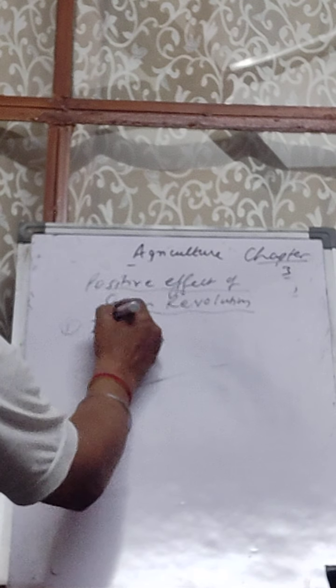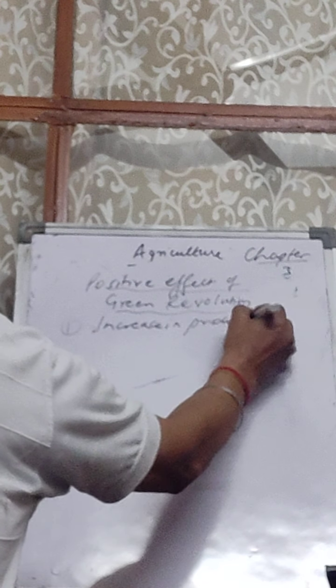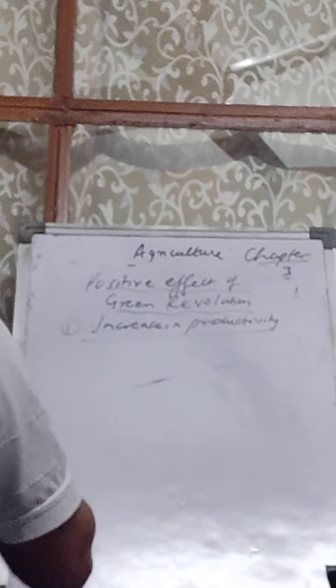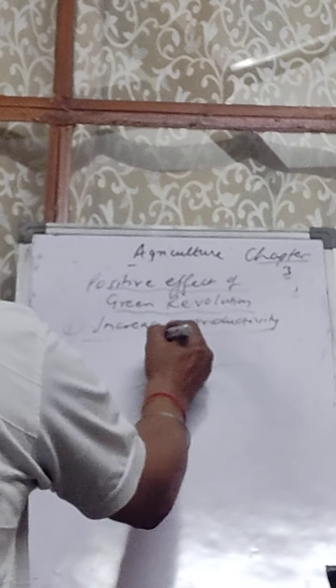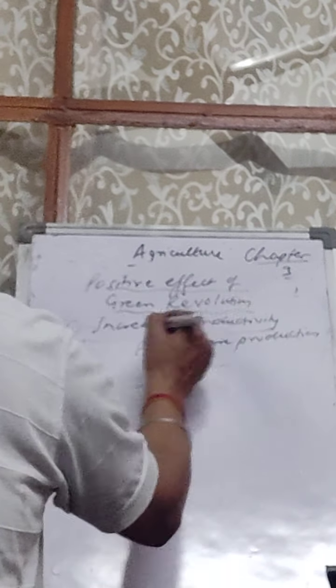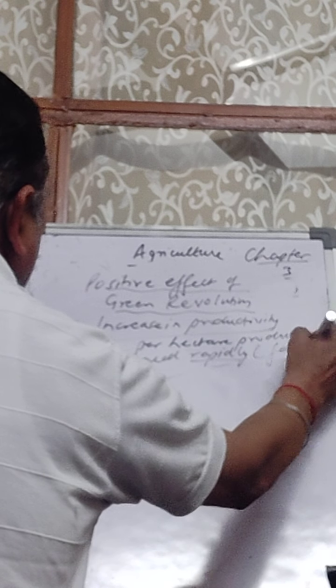First point, the first positive effect was increase in productivity. Now students, again I am repeating it, productivity means per hectare production. Now because of green revolution and the use of HYV seeds, there has been increase in productivity. That means per hectare production has increased rapidly. Now, rapidly can also be written as fastly. Clear?